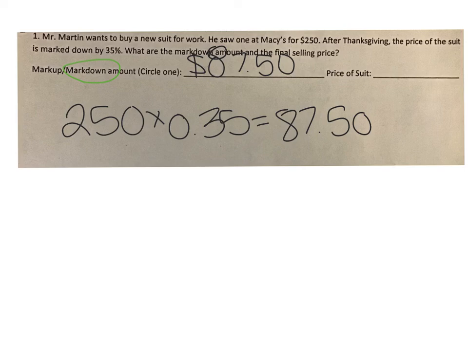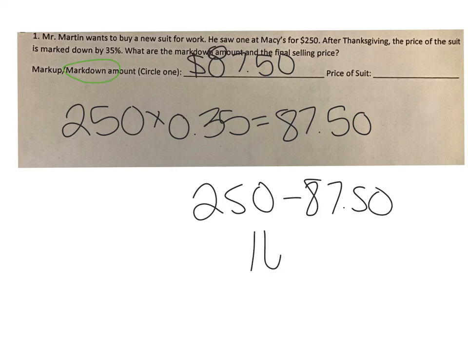So again, we're going to take our $250 and subtract the $87.50. It gives us $162.50. So the new price would be $162.50. Again, that is a 35% markdown. So we found out what 35% of our total was, and then we subtracted it because it was a markdown. On the next one, it's going to be a markup.